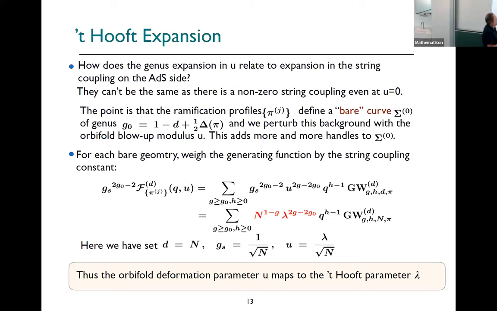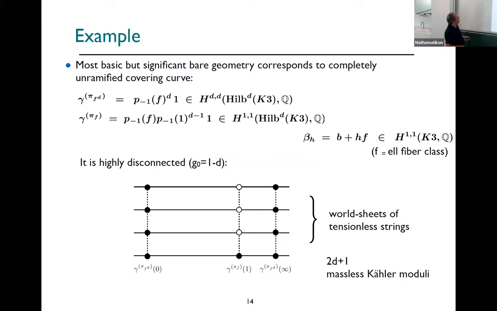The new ingredient here is that you have the extra parameter lambda with the loop, and that has an interpretation in the whole function. Yeah? So you start from some bare geometry, calculating the leading boundary, and then you can switch on lambda and make an infinite order perturbation expansion. So, an example.